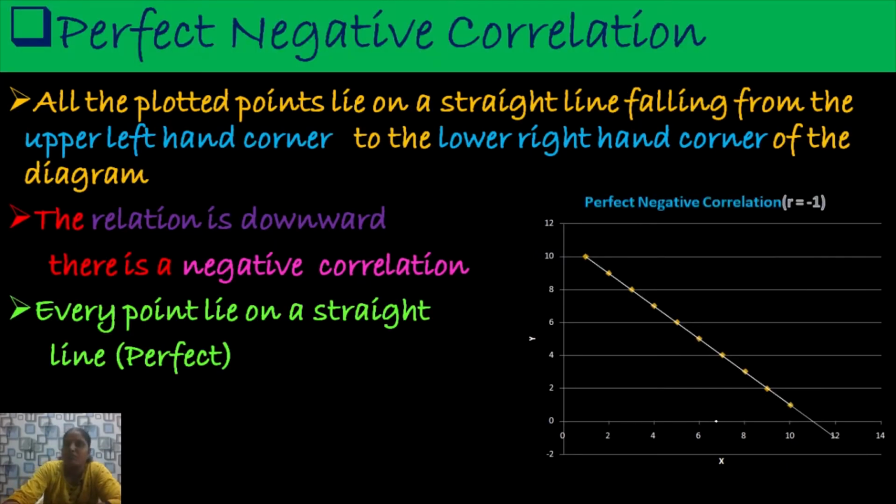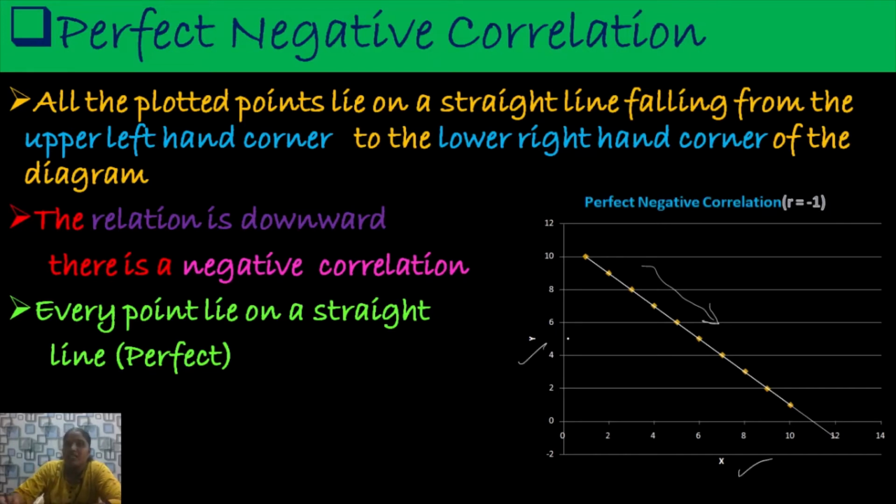Then we move on to perfect negative correlation. It is the same as perfect positive correlation, only the difference is that in perfect positive correlation there is an upward movement, but here there is a downward movement. So after plotting all the points, if we get a line like this with a downward movement and all the plotted points lie on this straight line, there exists a perfect negative correlation between the two variables x and y.